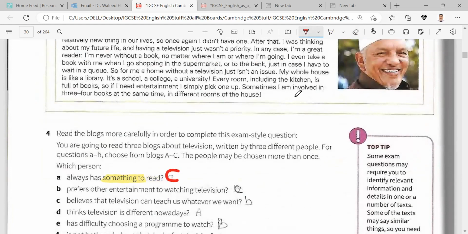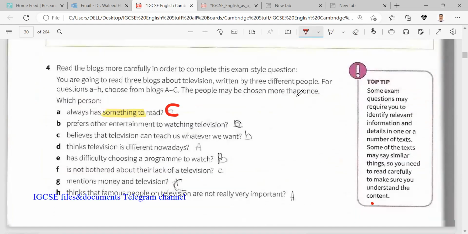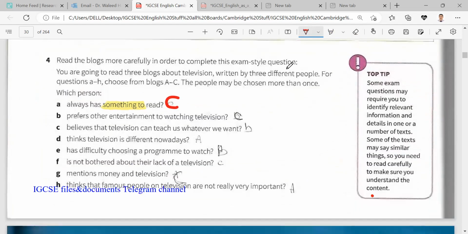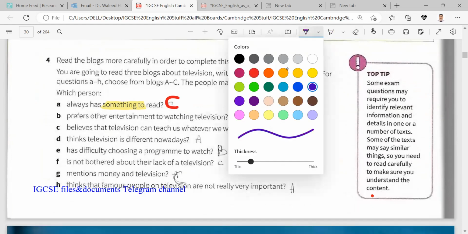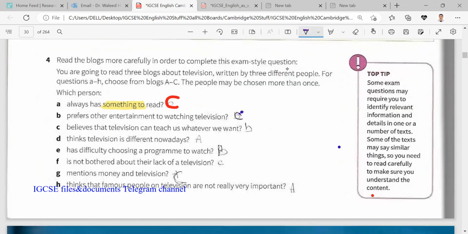Khalid, can you complete, please? Read the main statement and then match it to the right blogger. Prefer other entertainment to watching television. Please do it yourself, please.